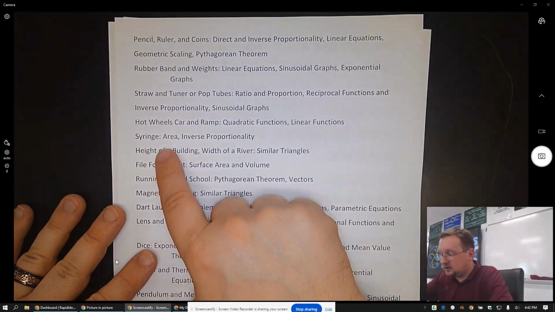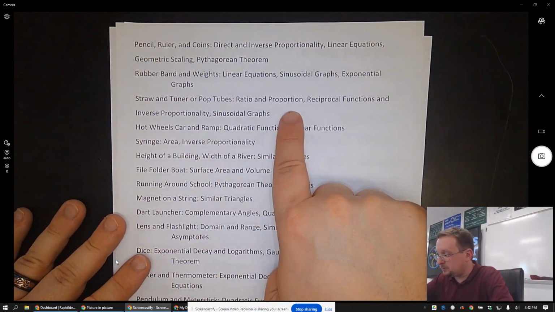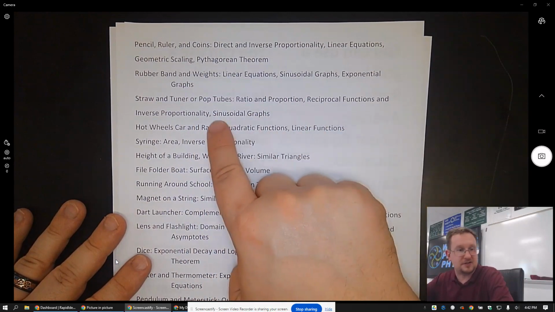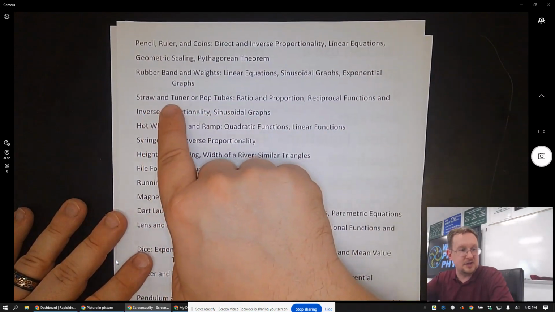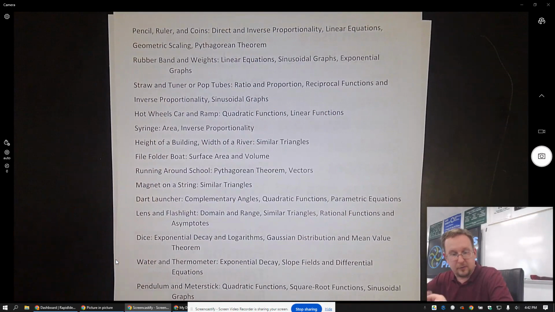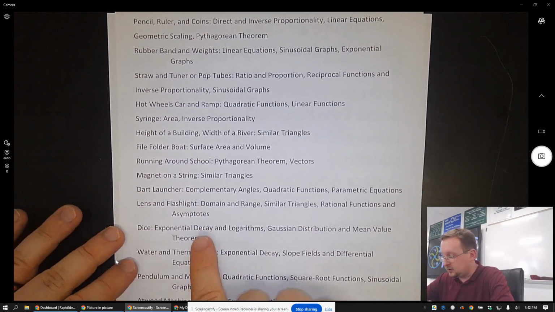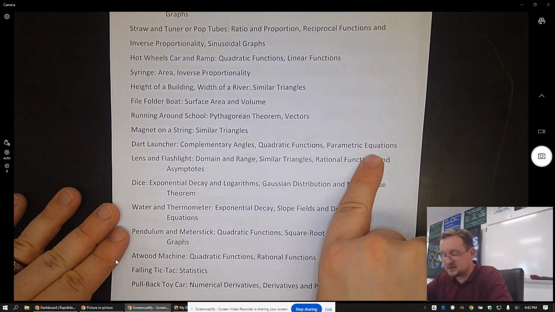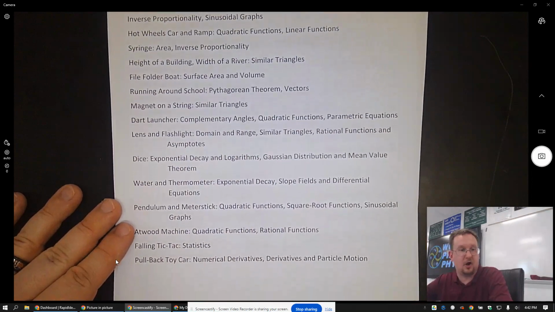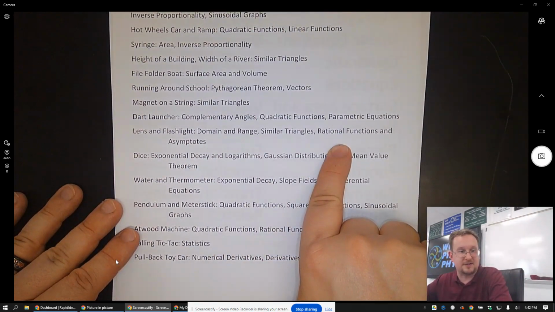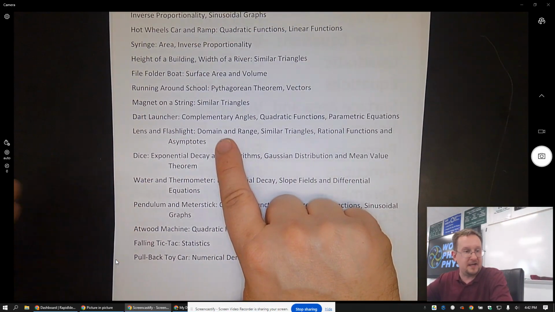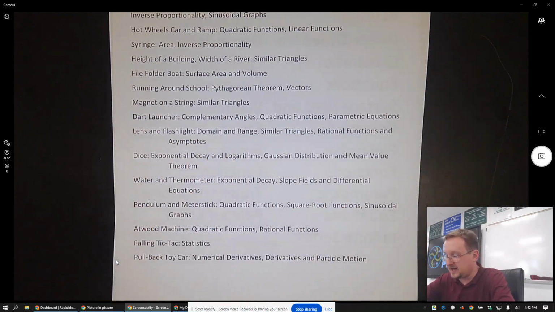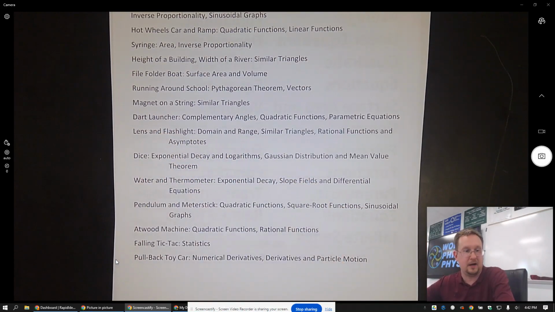That you can do ratio and proportional and reciprocal functions and sinusoidal graphs just using a straw and a tuner, or these little pop tubes, right? That you can do quadratic functions and parametric equations with a dart launcher. You can do rational functions and asymptotes, or even teach basic domain and range with a lens and a flashlight, things that you can get at Dollar Tree quite easily.